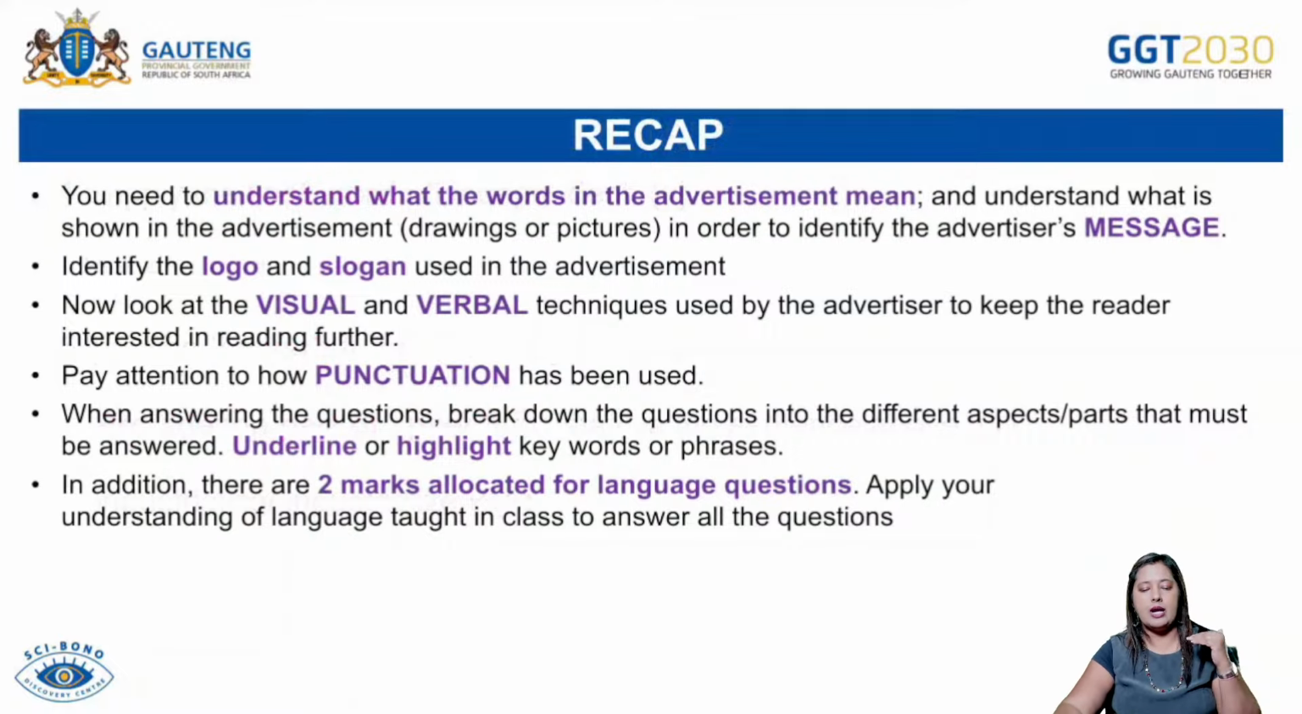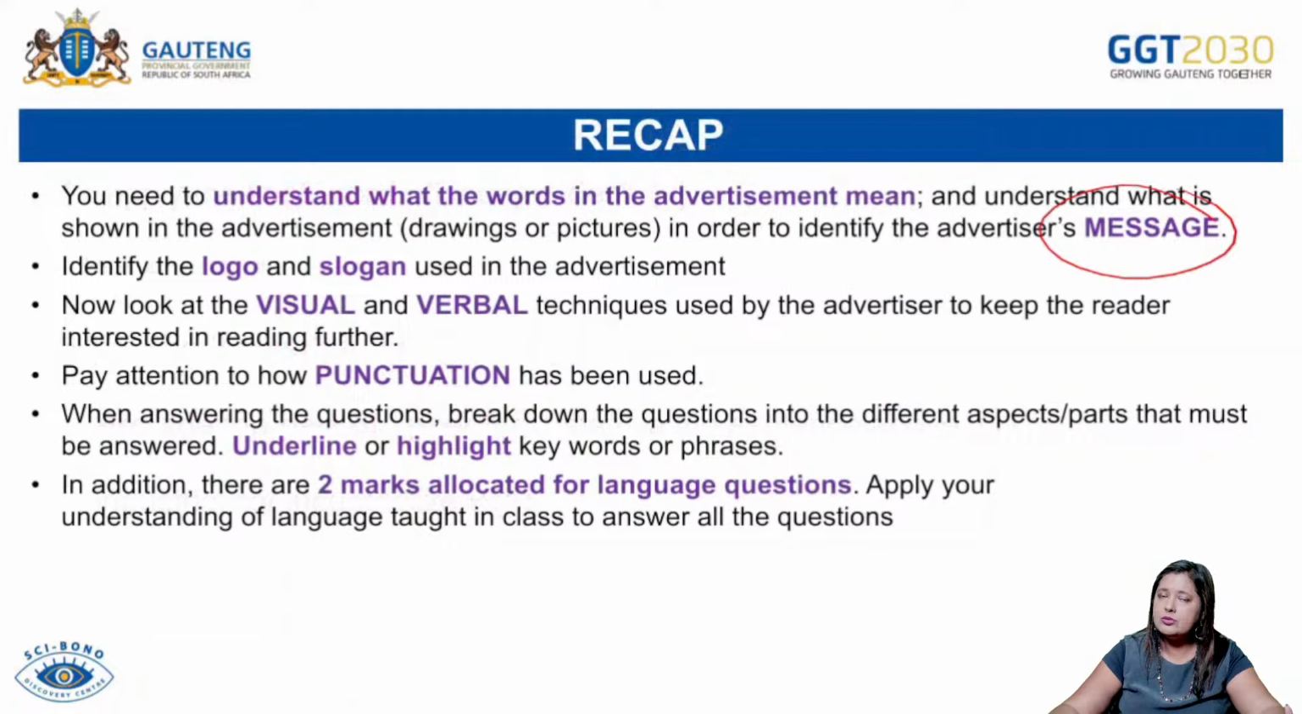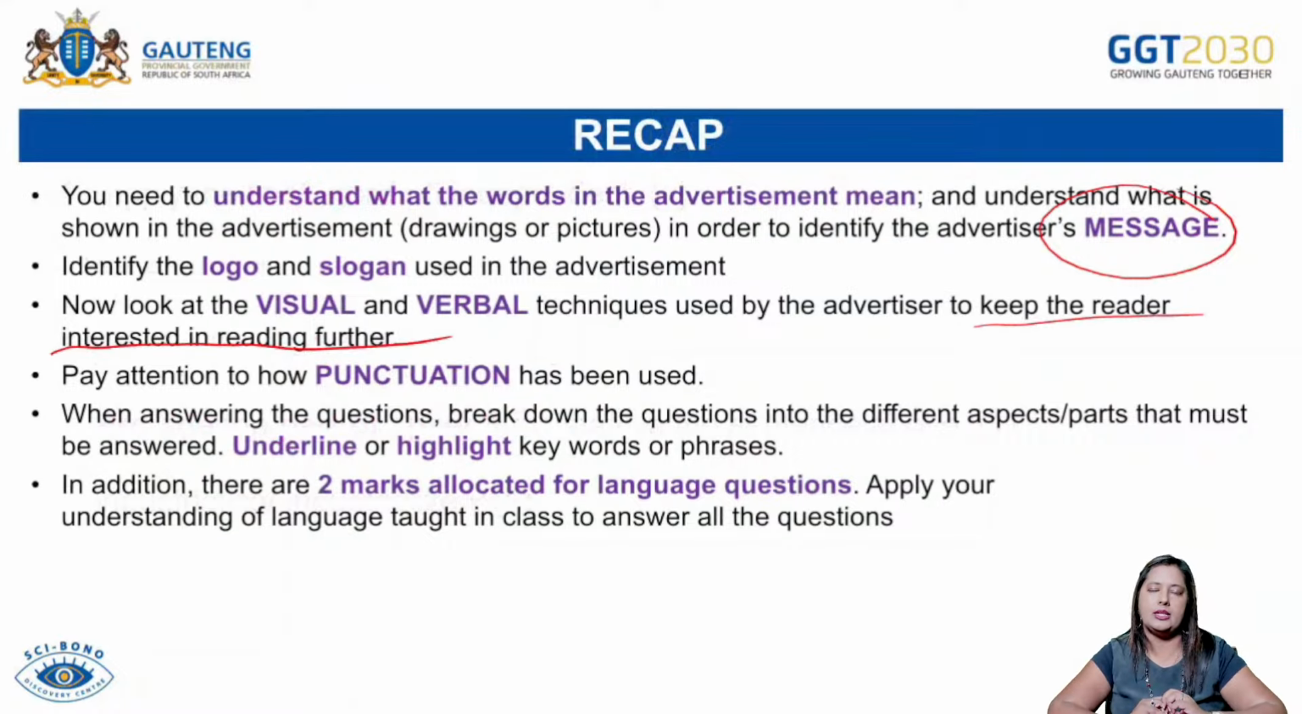Right, good. Then, what's the important information with regards to advertisements? Is you need to understand what the words of the advert are saying to you and understand how that is shown in the advert in terms of the images. So that in itself will then give us the message of the advert. Look at the slogan and the logo because that is there for a particular reason. Then look for your verbal clues versus your visual clues, because that is where the advertiser is trying to keep the reader interested in reading further. So he'll use certain words and certain images to maintain our interest.